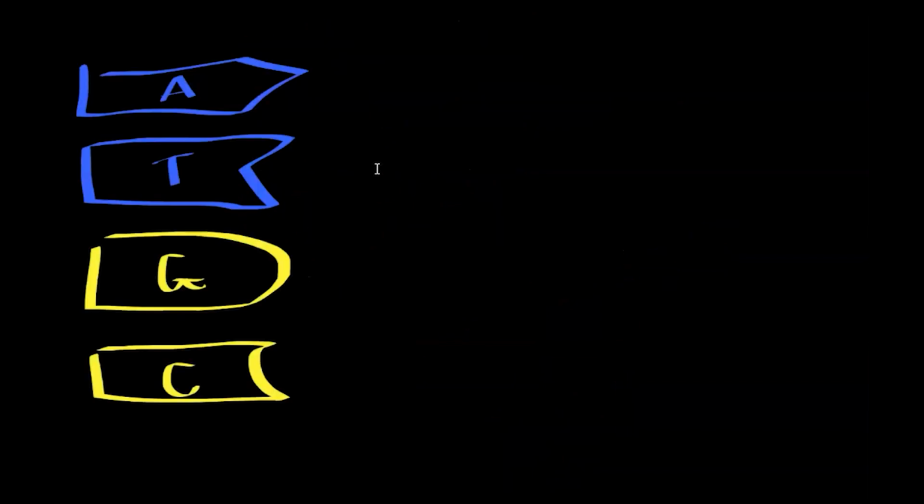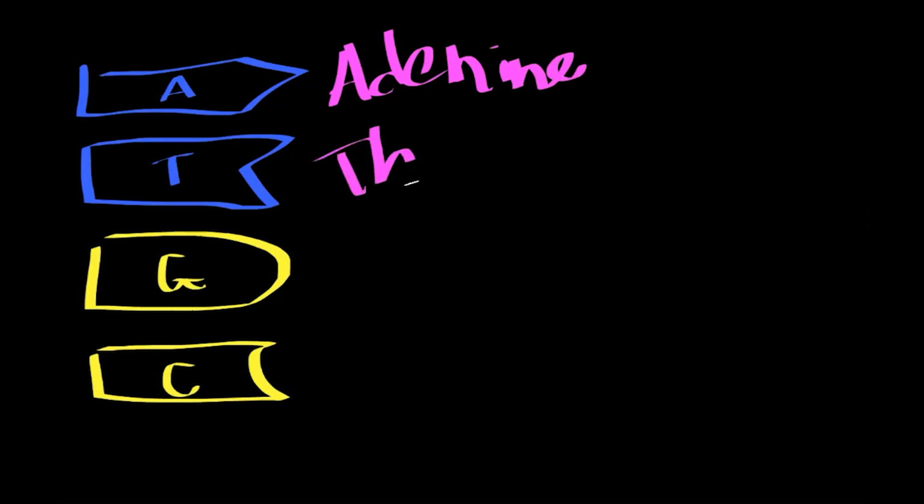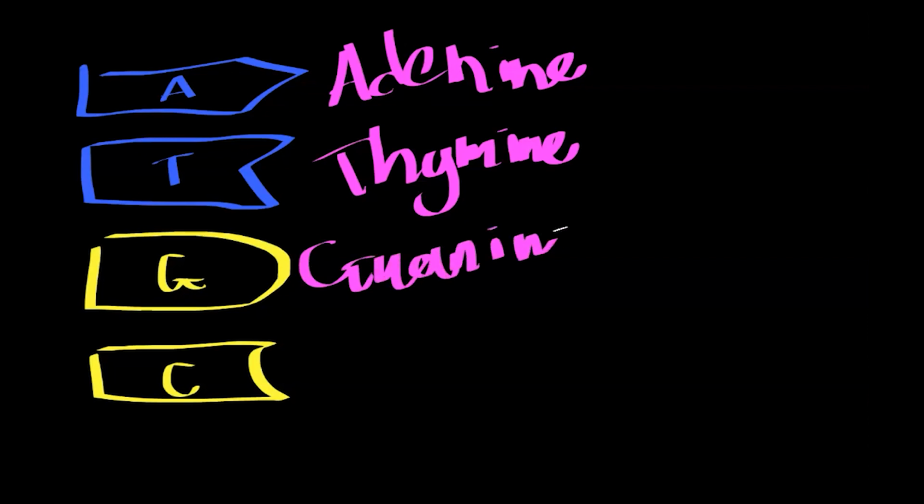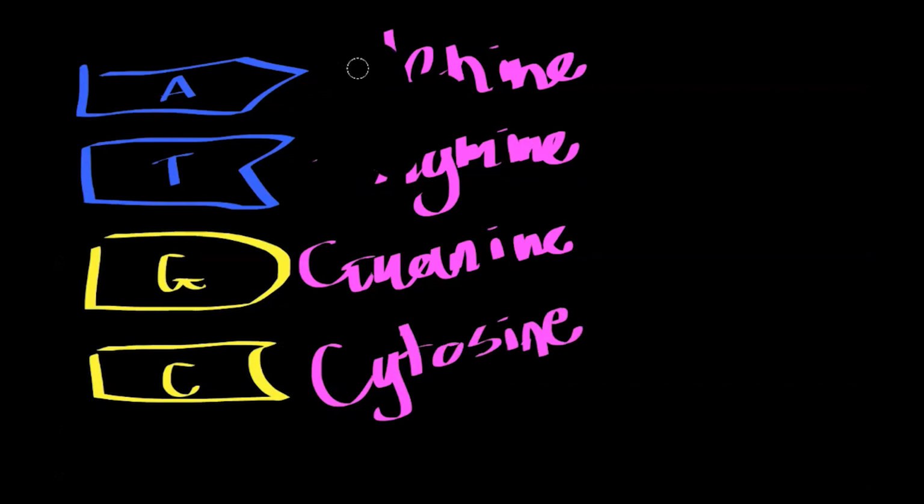Okay, now we will get into the nitrogenous bases and the different varieties they come in. So there are 4 different types of nitrogenous base that can be in DNA and RNA. The first is adenine, then thymine, guanine, and finally cytosine.